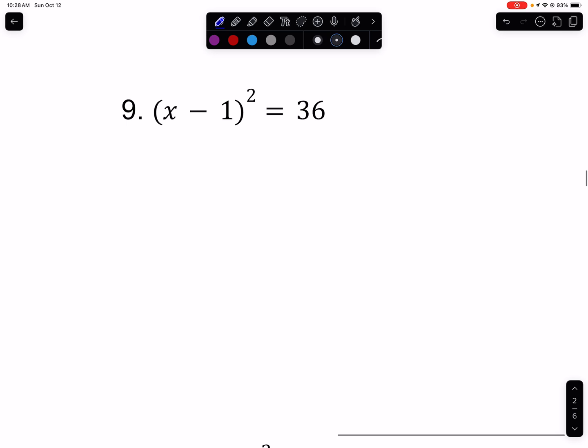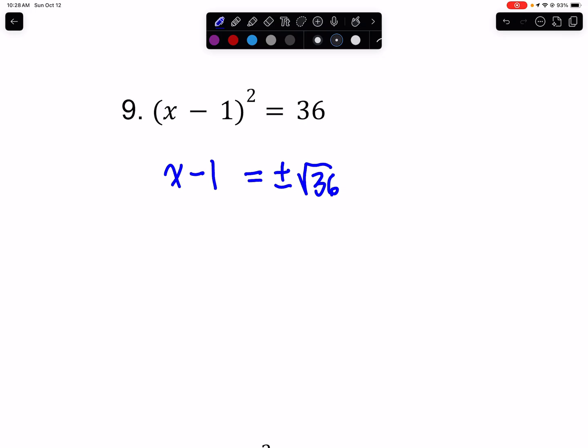Okay. Here we get a glance at something a little bit different. It's a squared quantity, but still you can apply the square root property like this, and then move the 1 over. You're always going to put that number in front of the plus or minus, and the square root of 36 is just 6. Now we can do better than this.